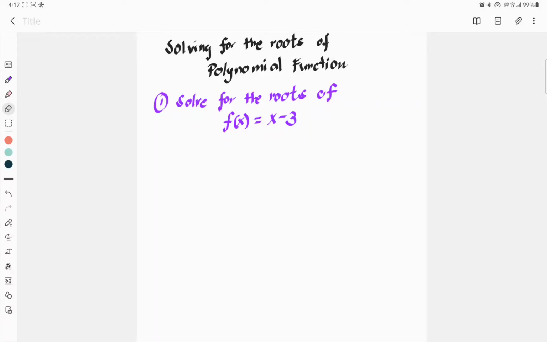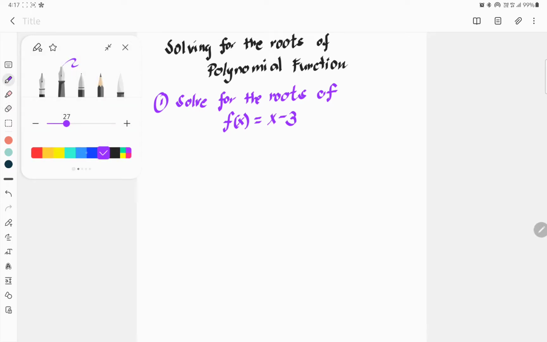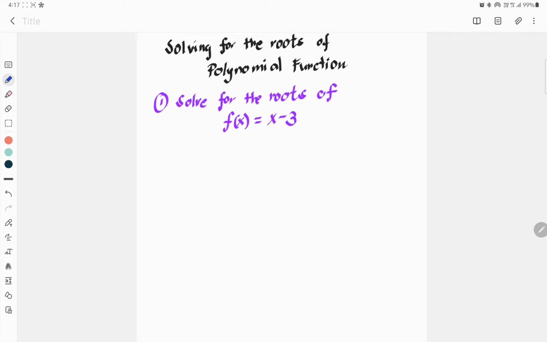Hi everyone, welcome to this video, and in this video we're going to solve now the roots of the polynomial function. So in solving roots of this polynomial function, the concept there is what we call the zero product property, and we want to get the roots or the zeros.